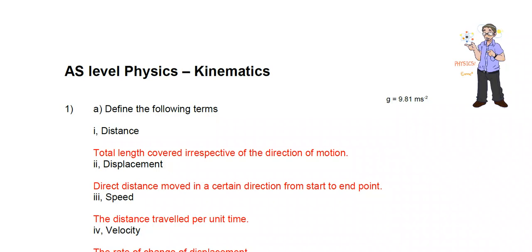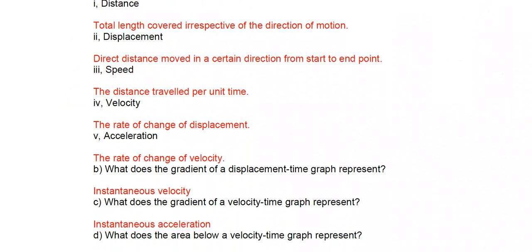Kinematics memo number 1. Define the following terms. Distance, total length covered irrespective of the direction of motion. Displacement, direct distance moved in a certain direction from start to end point. Speed, the distance travelled per unit time.